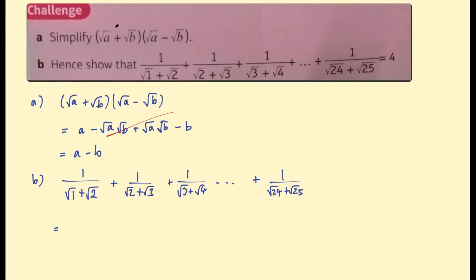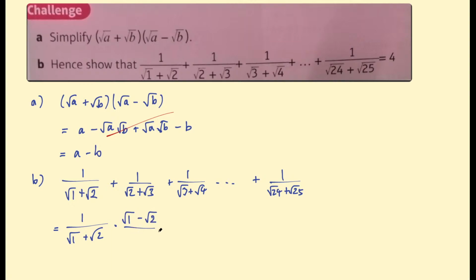And we've just shown that in the first part, right? We had square root of something plus the square root of another thing. To turn that into a whole number without any square roots, we multiplied it by the square root of A take the square root of B. So for this one here, we could multiply it by square root of 1 take the square root of 2.